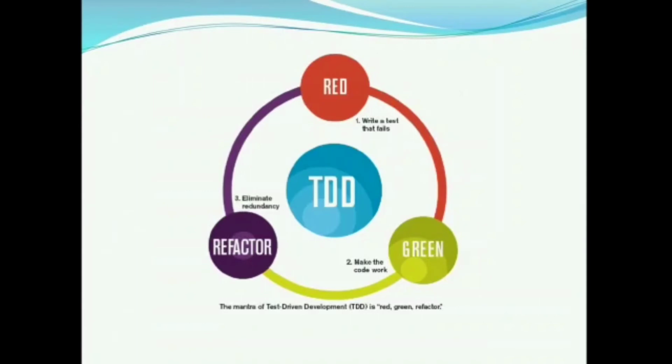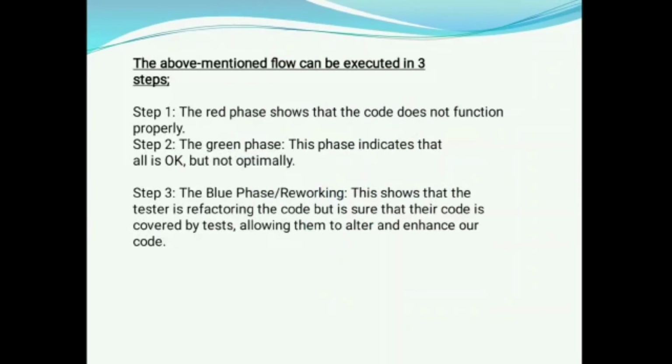So these are the three phases of TDD: red, green and refactor. So here we are going to see the three phases. Step 1, the red phase. The red phase shows that the code does not function properly. So you have to write a test in the red phase. If it does not function properly, you have to write it again.